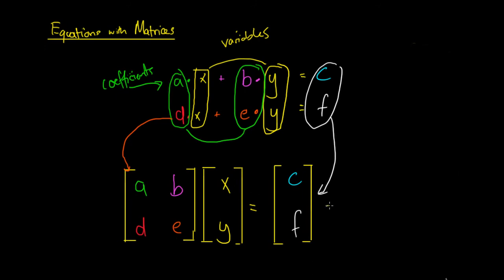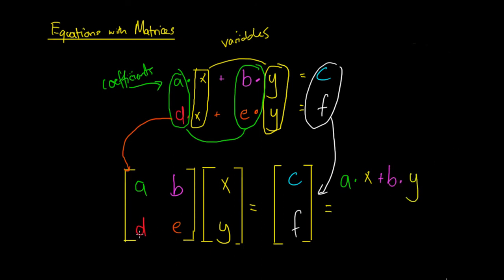So if we actually then go ahead and do what we did last time and we just multiply them out, we can start with the top row. So if we start multiplying across the top row, we're going to get a multiplied by x. So we're going to have a times x. This is just vector multiplication that we've looked at before. And then we have our b times our y. So we add to that our b times y.